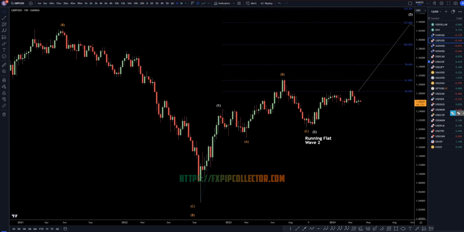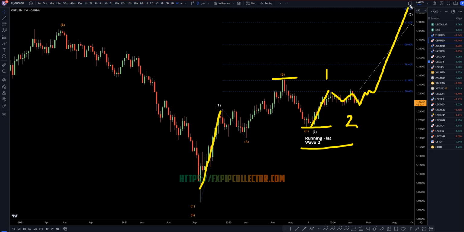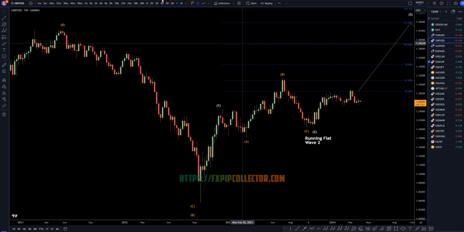Going down to the weekly time frame, I still think this first post up is a 1. I still think this is a running flat wave 2. Higher high wave B, higher high wave C definitely fits the characteristics of a running flat. If that's true, that means that this right here is a wave 1. That means that this is a wave 2. Whether or not the wave 2 is actually over is yet to be determined, but eventually I think it's actually going to go up and make the big wave 3 like I was showing on the monthly time frame.